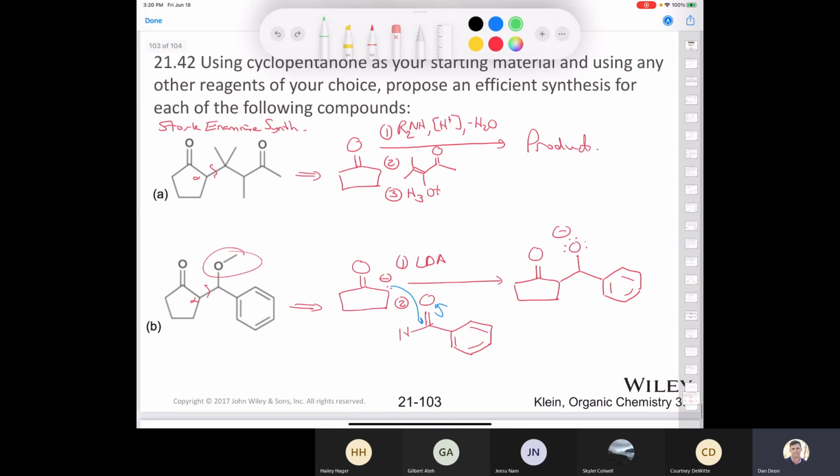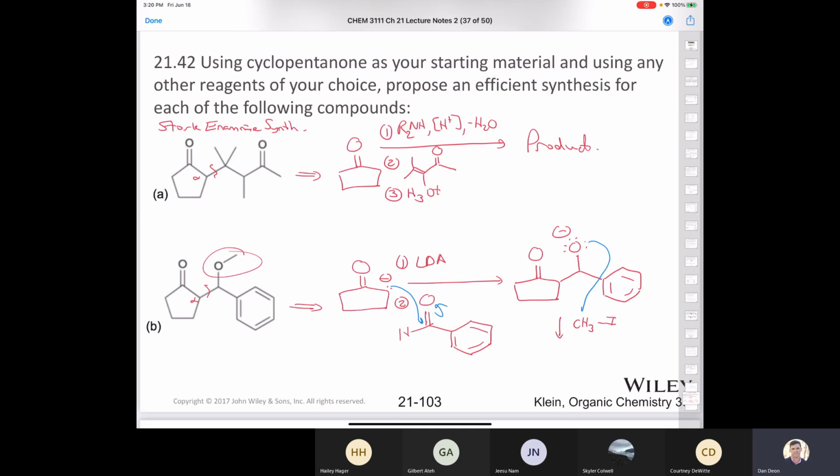And so all we got to do is treat that with iodomethane in the last step. So we'll treat this with methyl iodide or iodomethane, same thing either way. And we do an SN2 reaction like this, and that is going to give us the final product.